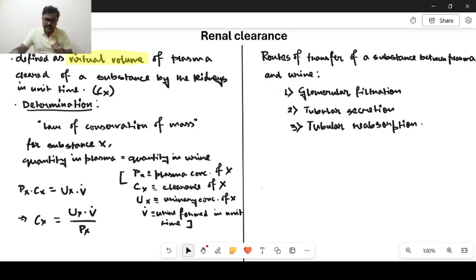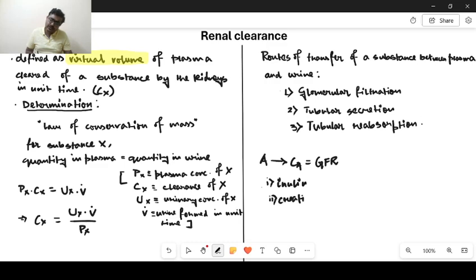So the clearance of that substance, let us name it A, will reflect the amount of plasma getting filtered by the glomerulus per unit time. So the clearance of A, Ca, will be equal to nothing but the glomerular filtration rate. And there are two such substances. One is an exogenous substance called inulin, and the other is an endogenous substance called creatinine. We can use both to measure the glomerular filtration rate. There are pros and cons of using each of them, but we are not going into that detail.